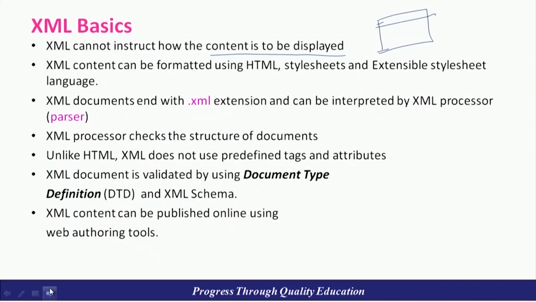XML content can be formatted using HTML style sheet and also extensible style sheet, as I have mentioned earlier. How can XML content be viewed on the browser? As with HTML, the XML content can be viewed on the browser. We have to specify the file name of a particular document. The XML document will be saved with the XML extension. This is the XML extension, file.xml.